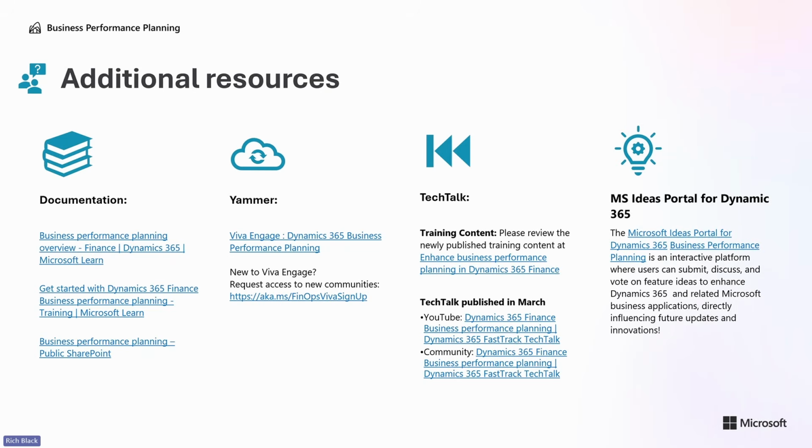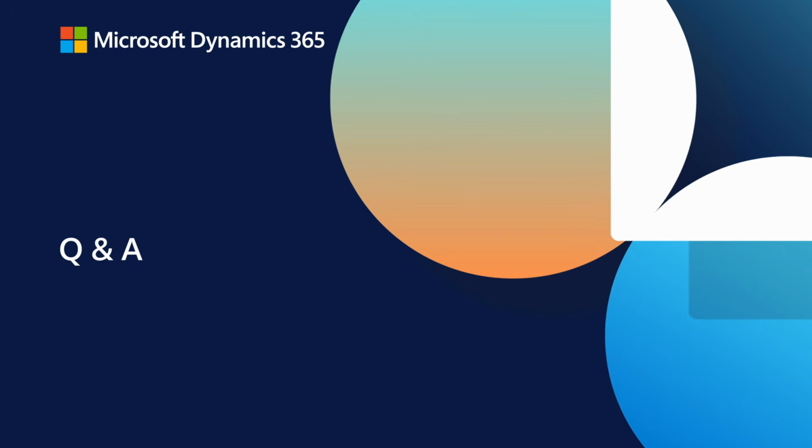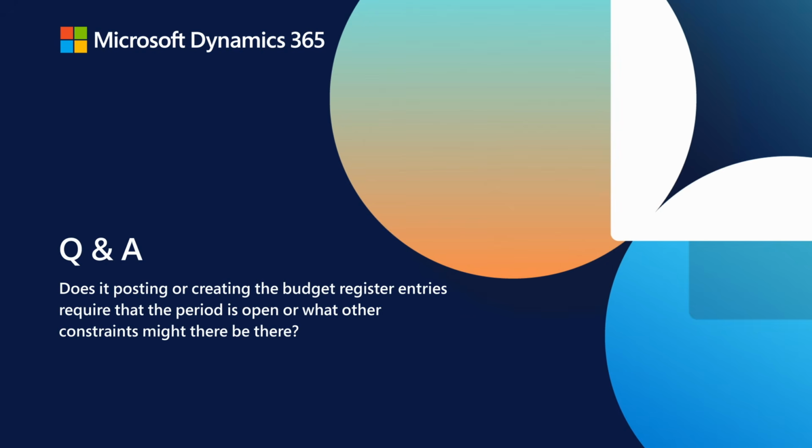So we do have a couple of minutes here to address a couple of questions. So Romain, I'd like to grab a couple of the highlights here. There was a question regarding the budget write back, and perhaps you can tell us a little bit more about that. For example, does the posting or creating the budget register entries require that the period is open, or what other constraints might there be there?